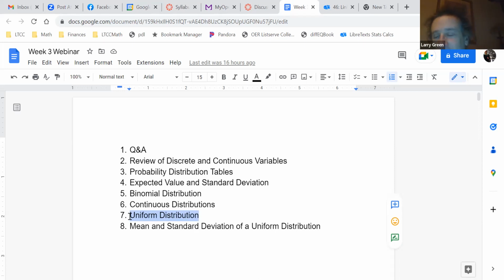You have to use fancy calculators, which we'll do in this class. Then we'll look at the mean and the standard deviation of the uniform distribution. And once you have the mean and standard deviation, you can get a z-score, for example. So that is the plan.